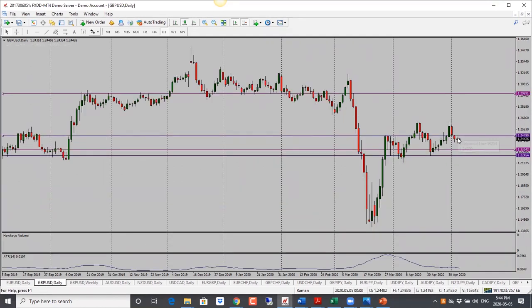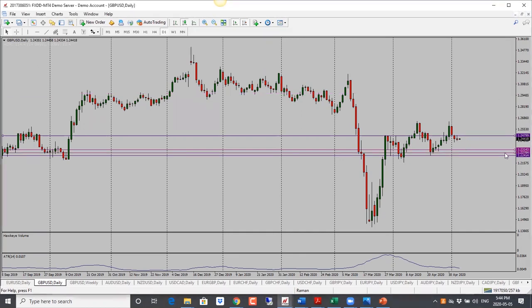Pound dollar here, pound didn't really do a whole lot today. We did see positive numbers out of UK. However, it has failed to break through our resistance level at 1.2480. As such, we do have a pin bar here, so this is looking bearish. Now, I am looking for price to drop further, and we could get something like that.